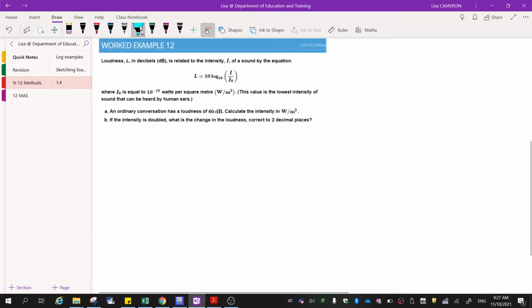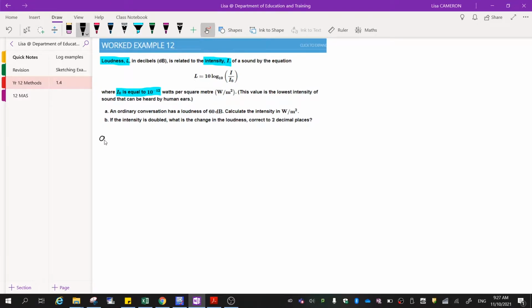Again, first thing I'm going to do is pull out the important information, but as opposed to writing it all out again, I'm just going to highlight what each of my variables means. So loudness is L, intensity is I, the initial intensity is this. An ordinary conversation has a loudness of 60 decibels. So a loudness of 60, calculate the intensity.